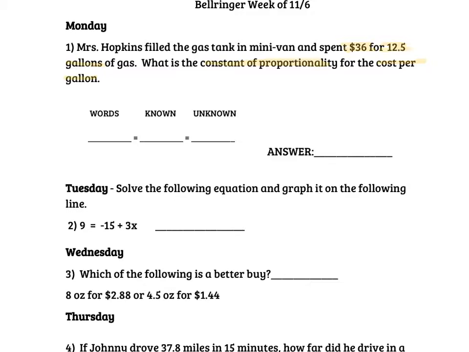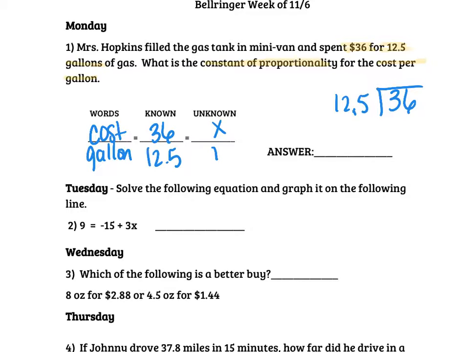So if we write this in words, we're saying cost over gallons. This is an X, guys, okay? You should have written that, I told you that earlier in the week. So this should be 36 over 12.5 equals X over 1. Okay, you should divide 36 by 12.5. We're going to go outside, inside, up. So your decimal, okay, just come on in and I'll reprint it in a minute.